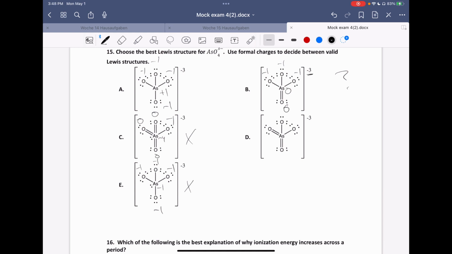So for these two right here, we have 0 and 0, and then we have -1, -1, and then we have -1 here. And I guess against our rationale, on this answer choice the formal charges are on that central atom, which we don't want. So yeah, the answer choice is going to be B.